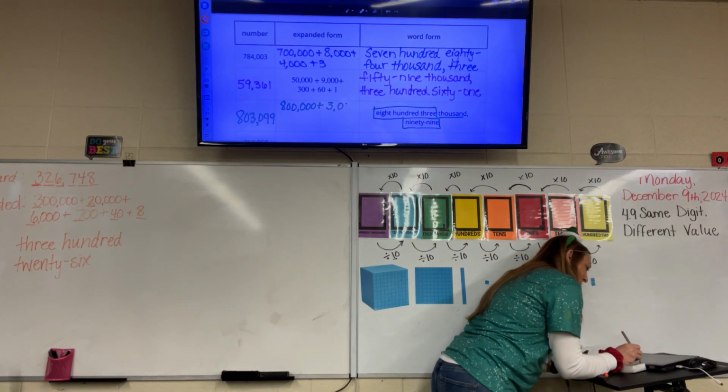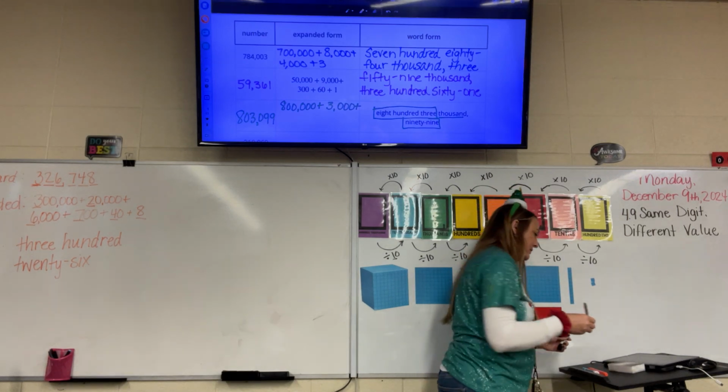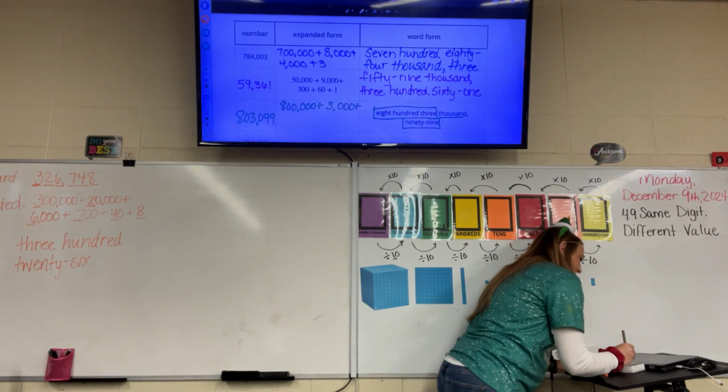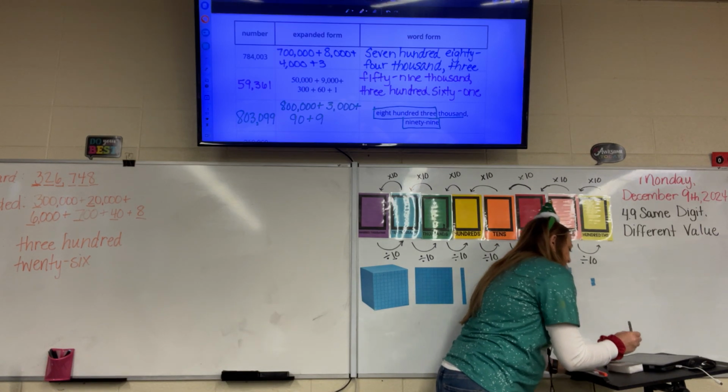So 800,000 plus 3,000 plus what comes next, Fisher? 99. Nope, no, 90. 90. Plus, Ari, what comes last? 9.